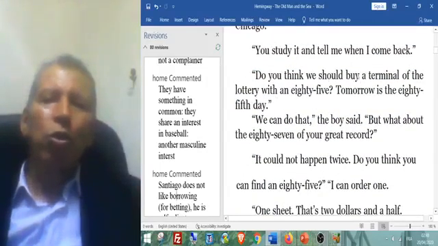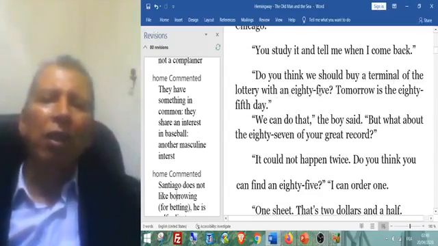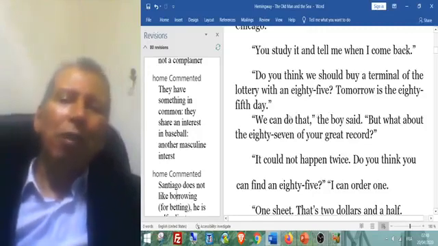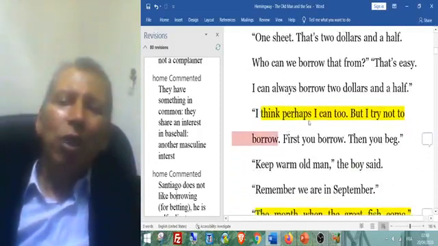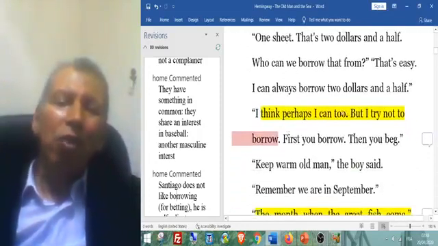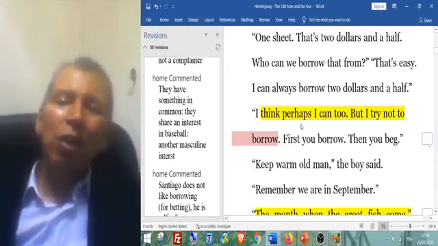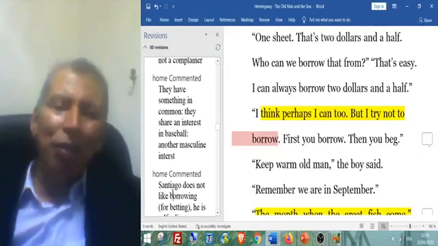Do you think we should buy a terminal of the lottery with an 85? So they're thinking of gambling, of playing the lottery. And they don't have, of course, the money. Certainly, Santiago doesn't have any. And he says, I think perhaps I can too, but I try not to borrow. He tries not to borrow money.